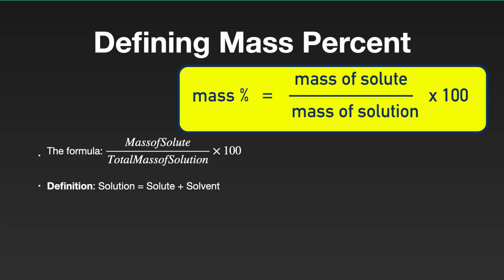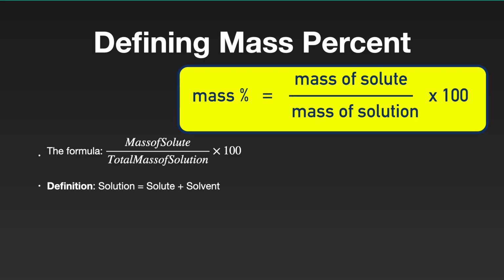Now let's talk about how to measure concentration. Mass percent is a common unit found on products like hydrogen peroxide or bleach. It's defined as the mass of the solute divided by the total mass of the solution, and then multiplied by 100 to convert it into a percentage.